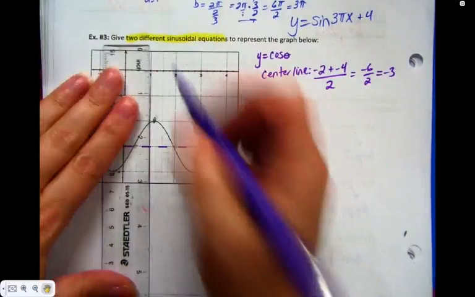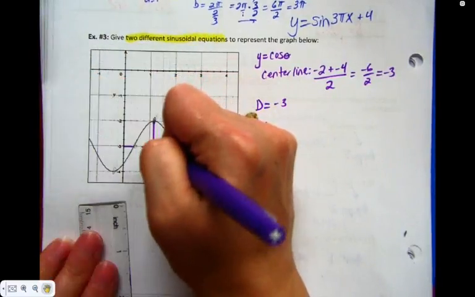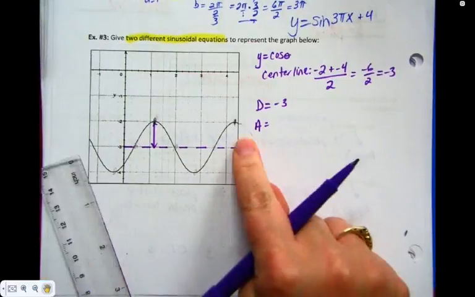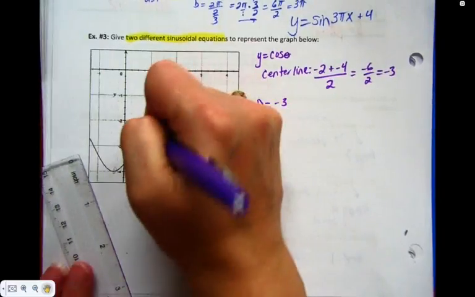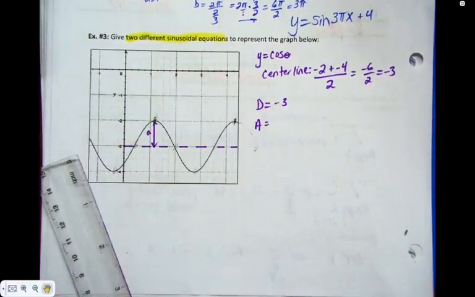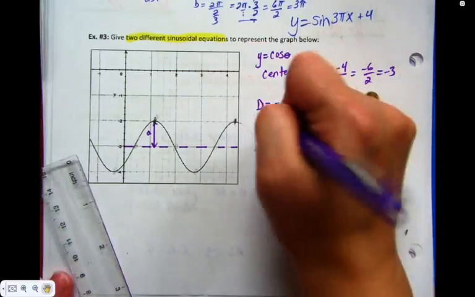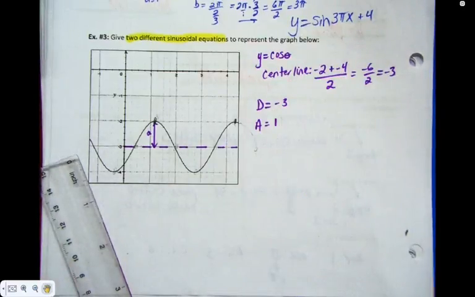An amplitude is the distance from that center line to a max, or a min, or the next max. It doesn't matter. This is your A value. It's the distance from the center line to a high point, or center line to a low point. How many units between -3 and -2? 1 unit. And it's positive because it's a distance.